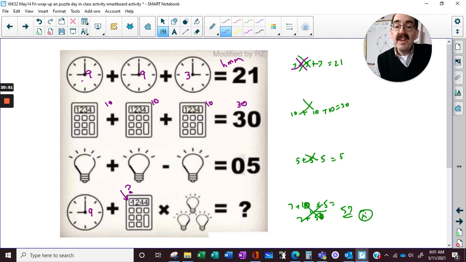Now the light bulb, I think we all agreed. Mr. Miller and I agreed. 5, 5, 5. 5 minus 5 is 0. 5. Okay? So now, 5, 5, 5. But then we had a discussion.